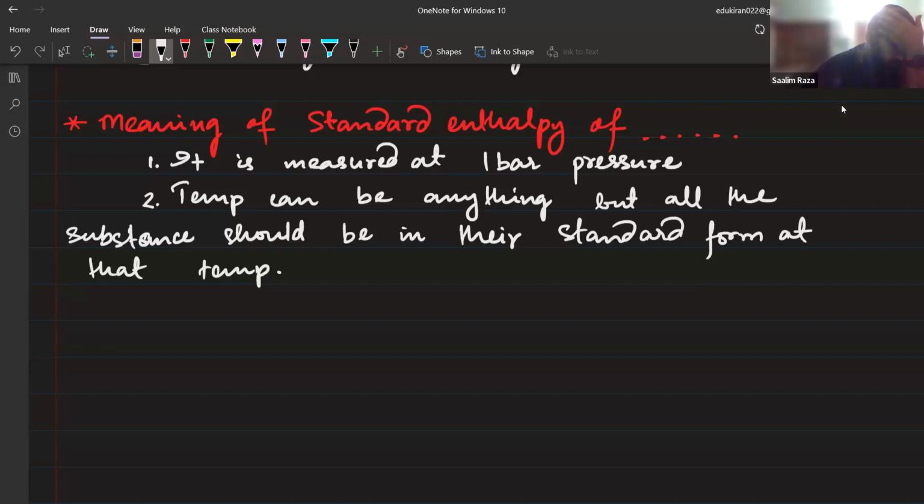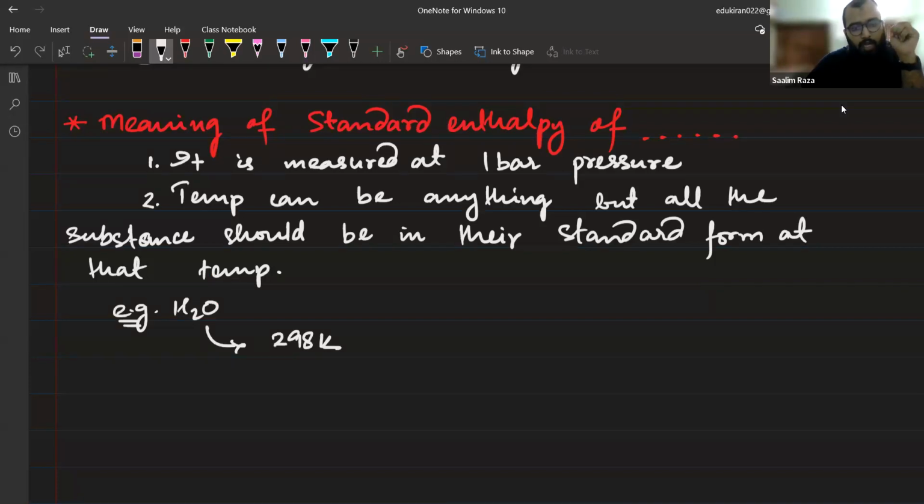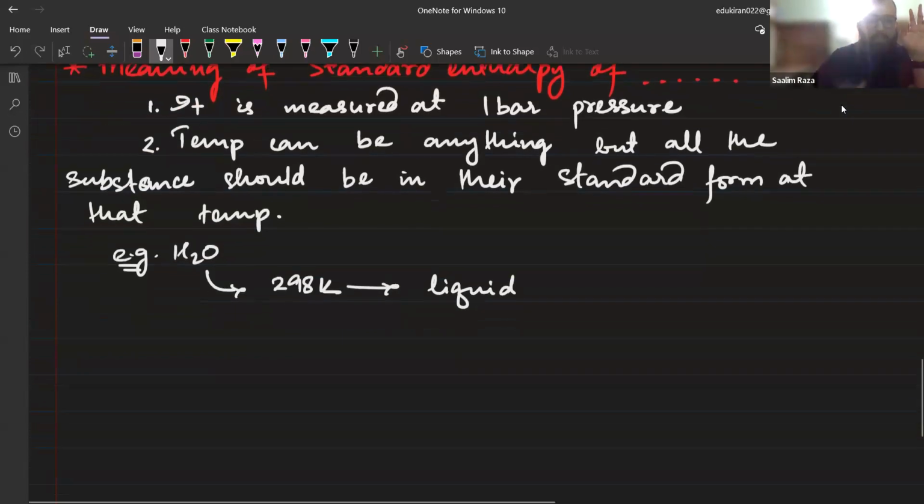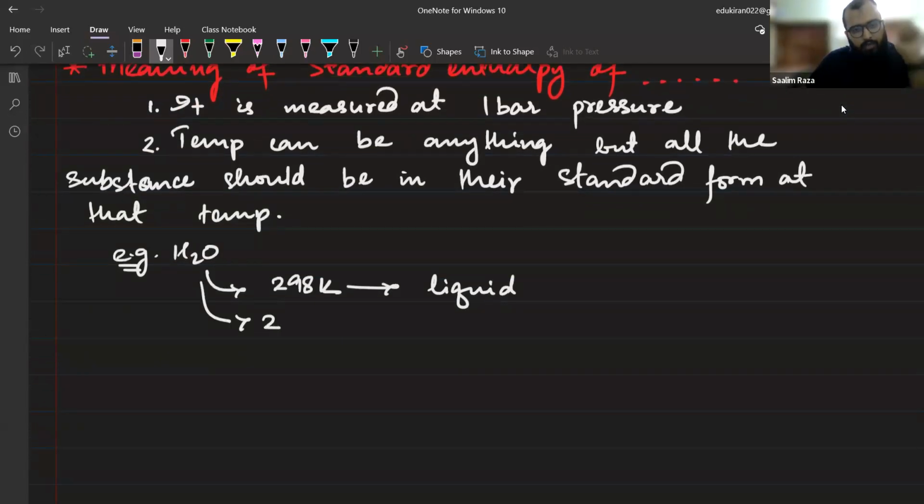What does it mean? For example, if I take the example of water, and I'm talking about the standard enthalpy of formation of water or standard enthalpy of decomposition of water, and if I'm talking at a temperature, let us suppose 298 Kelvin, then at 298 Kelvin, if water is involved in any reaction, it should be liquid. Is that clear? But if I am talking about water at a temperature, let us suppose 270 Kelvin, which is obviously less than 273, less than its freezing point, then at 270 Kelvin it should be in its solid state.